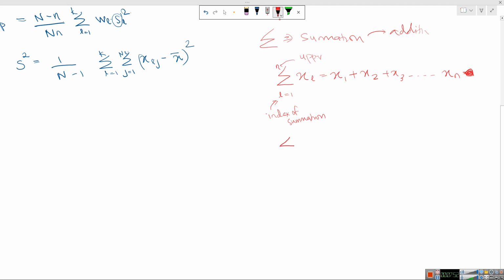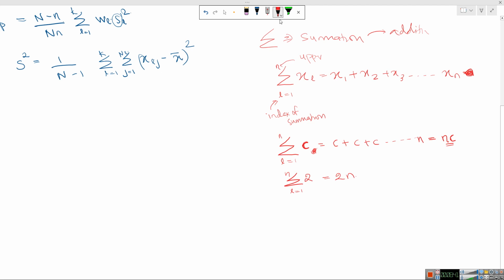For example, if we have summation i equals 1 to n, but we add a constant c, now we do not have any i here, so this constant is independent of the index of summation. This simply means c is added n times, c plus c up to n times. So this will be equal to n into c. For example, if I take summation i equals 1 to n of 2, this will be equal to 2n.